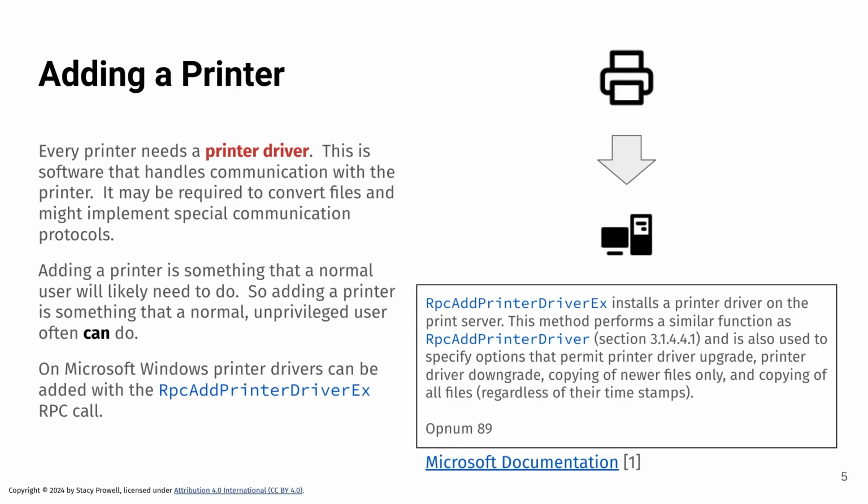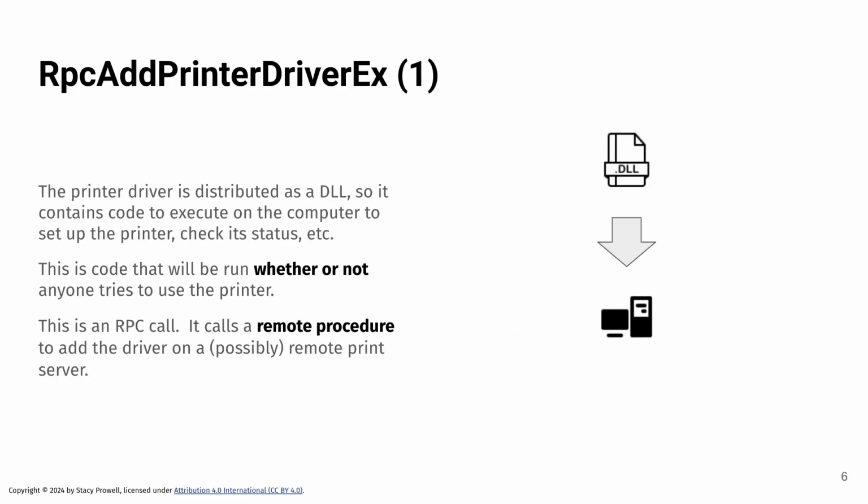Not always, but often. On Microsoft Windows, printers are added with the RPC AddPrinterDriverEx RPC call. And you can read a little bit about it over there on the right-hand side. The idea is I plugged in a new printer. I need to be sure that the printer driver gets installed. So here we go. The printer driver is usually on Windows distributed as a DLL, a dynamic linked library. And so that DLL needs to get put somewhere. The system needs to be made aware of it. We need to add an entry in the registry for it, etc.